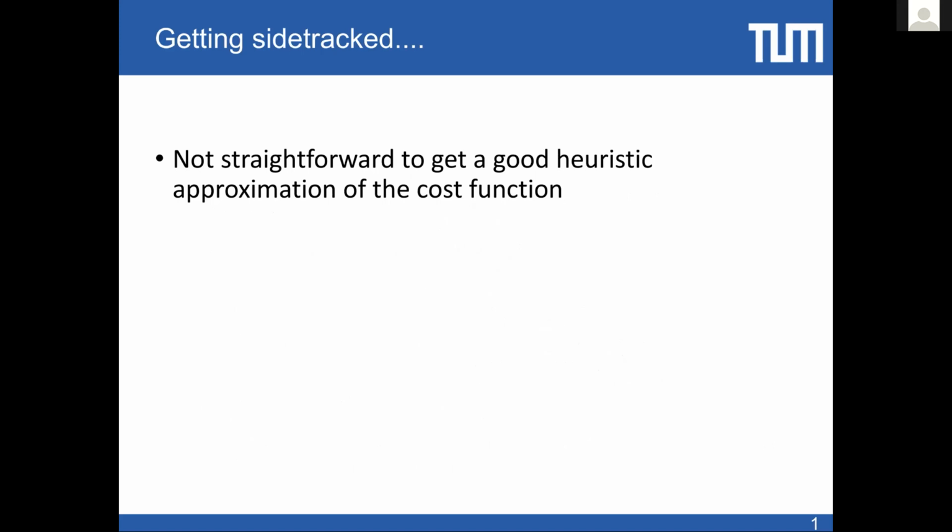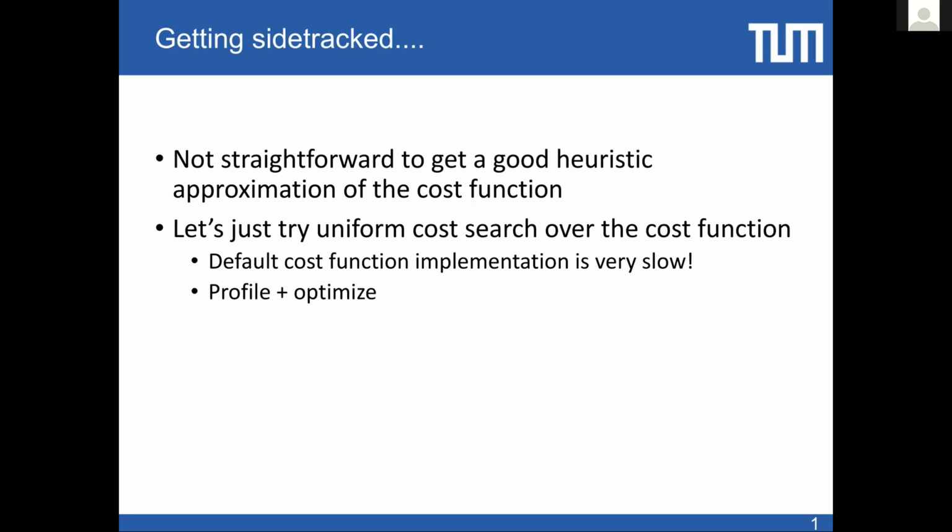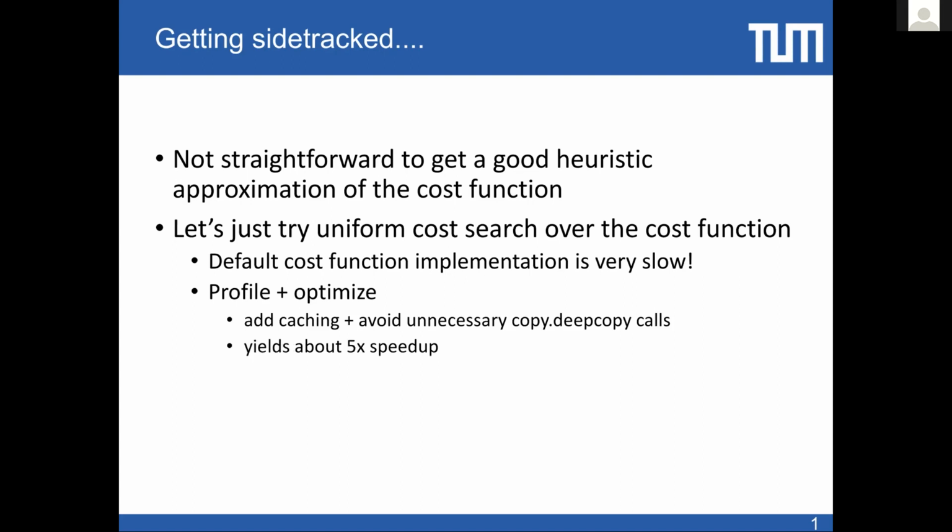Now, I was not able to find a heuristic for this cost function, so I just ended up choosing a naive uniform cost search, which doesn't need a heuristic. And yeah, the problem with that was if you just use the provided cost function implementation, it's really, really slow. So you can't really search a reasonable amount of configuration because all of the time is spent just computing the cost over and over again. So I spent some time looking at the code, optimizing it, added caching, removed copies, etc. And this yields about a 5x speedup, which matters a lot.